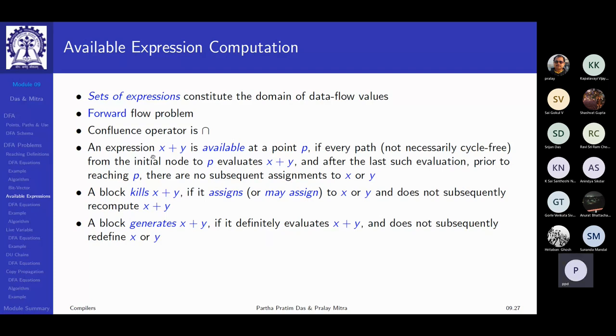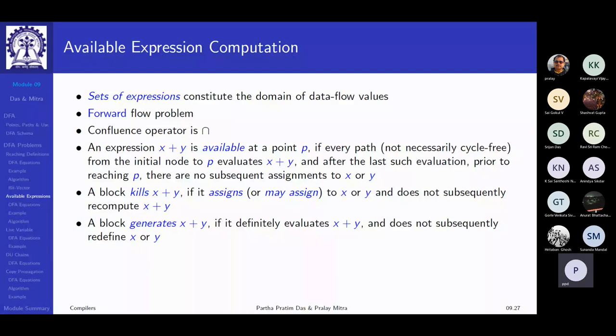So formally, we define that an expression x plus y, that is just representative, is available at a point P if every path, not necessarily cycle free, can go through cycles as many times as it desires to. If every path from the initial node of the program to P will necessarily evaluate x plus y, and after the last such evaluation, prior to reaching P, there is no change, no further definition of x or of y. It's intuitively very clear. This is just formally saying that x plus y is available at a point P if on every path from the beginning to P, x plus y will be evaluated. And after the last such evaluation of x plus y, before reaching P, there is no change in x or in y.